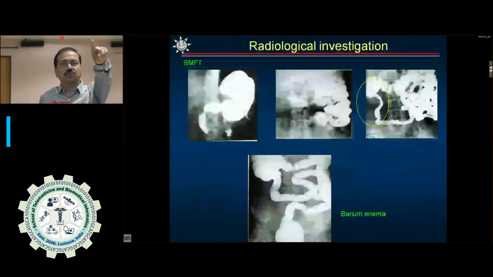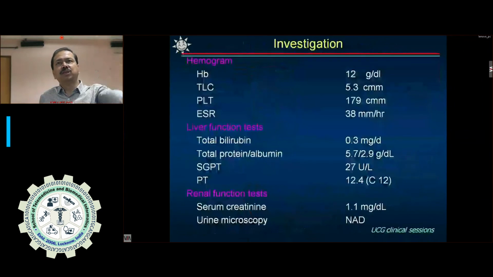So investigation, yes, go back. Investigation, hemoglobin was normal, so what we thought was anemia clinically was not there. Total leukocyte count is normal, platelet is normal, ESR is a little raised, bilirubin normal, albumin a little low, SGPT normal, prothrombin time normal, creatinine normal, urine microscopy normal.